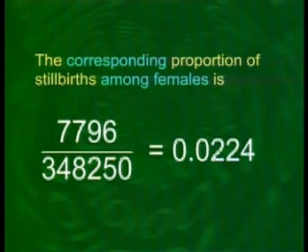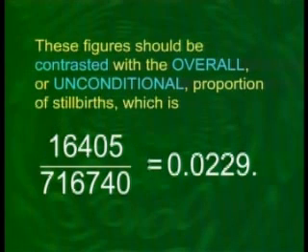And what is the unconditional probability of stillbirth? In all, there are 7,16,740 births, out of which 16,405 are stillbirths. So, the probability of stillbirth without any condition of the sex of the baby is 16405 divided by 716740, and that is 0.0229. Students, now let us analyze this situation.